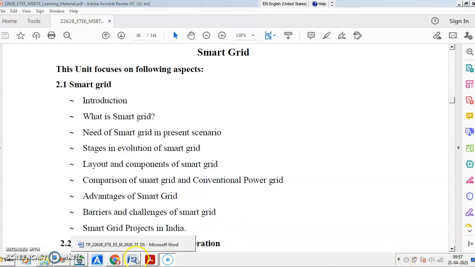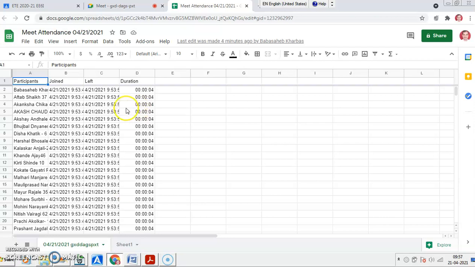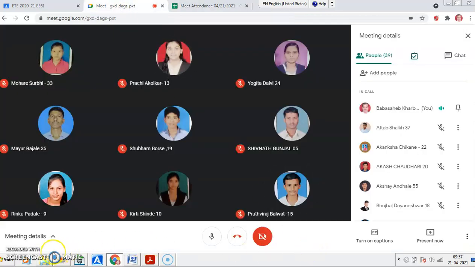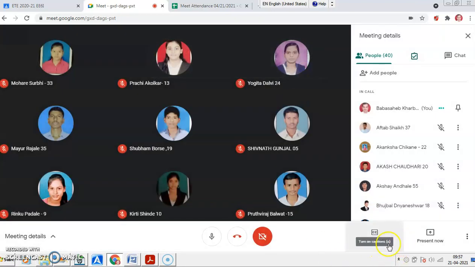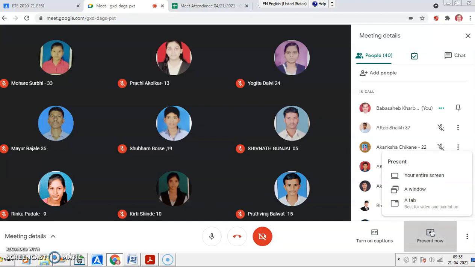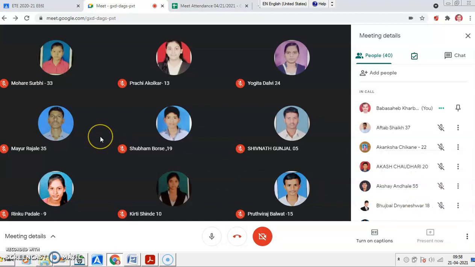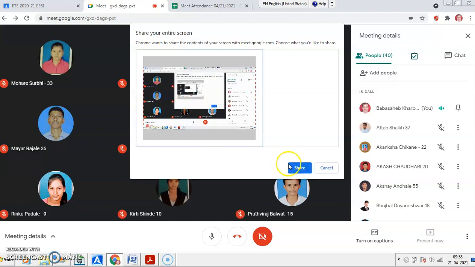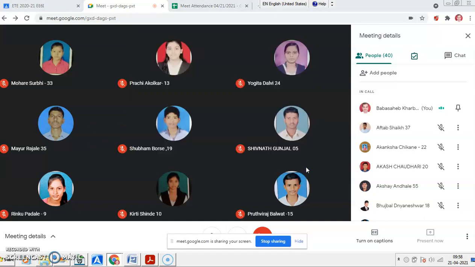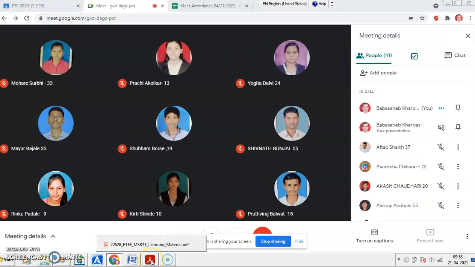Unit number 2, Smart Grid. So, Smart Grid is a different concept than that of the conventional grid. Okay. So, Smart Grid is associated with IoT components along with the conventional grid components.